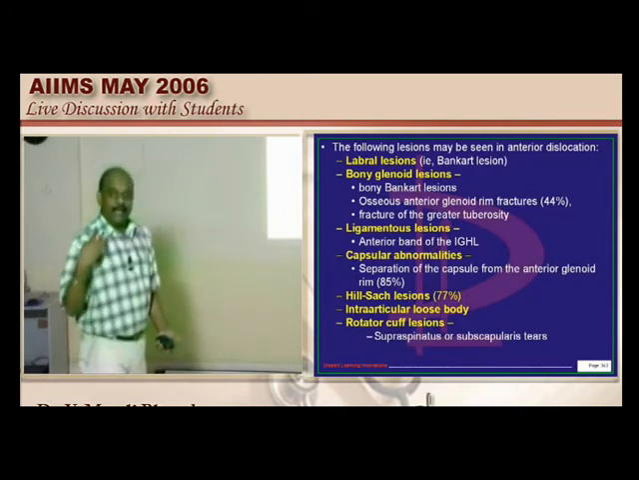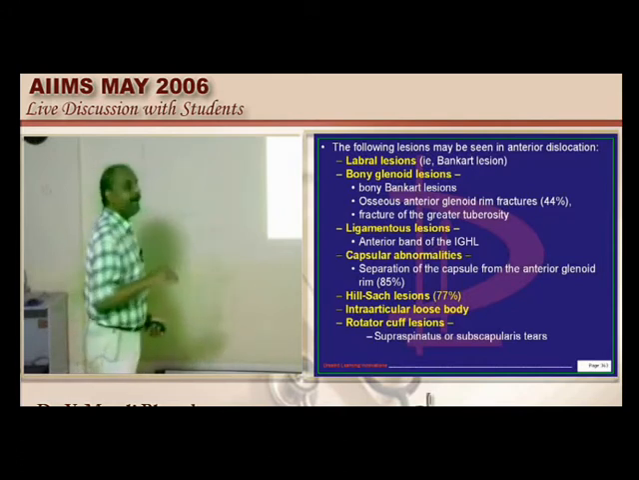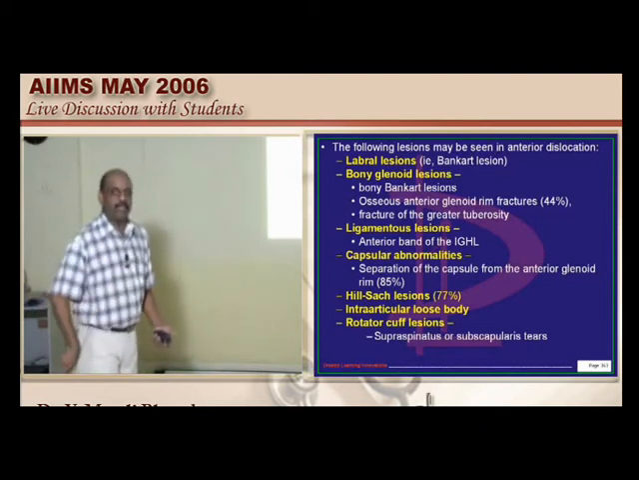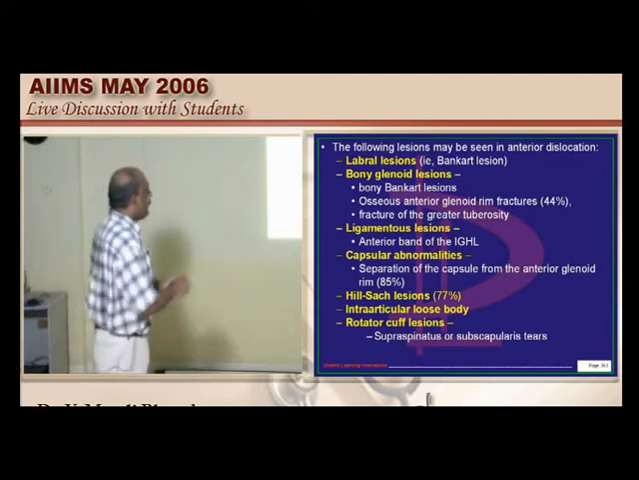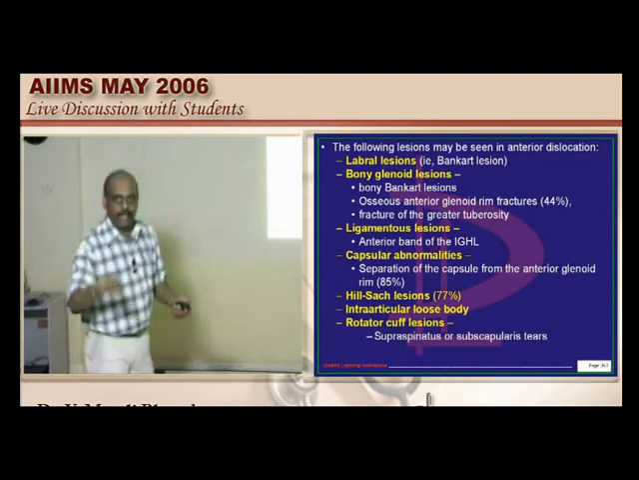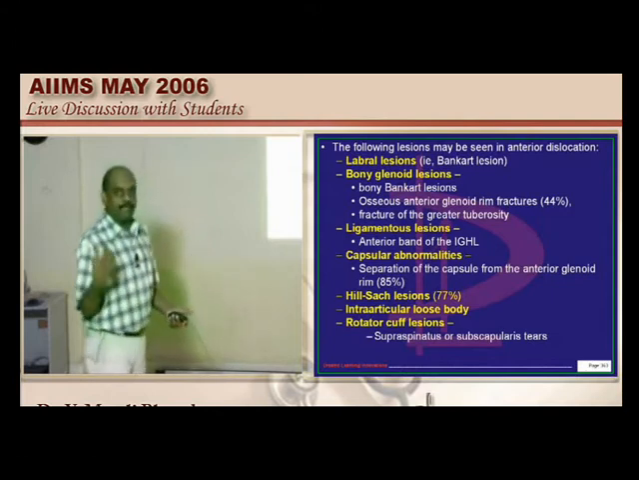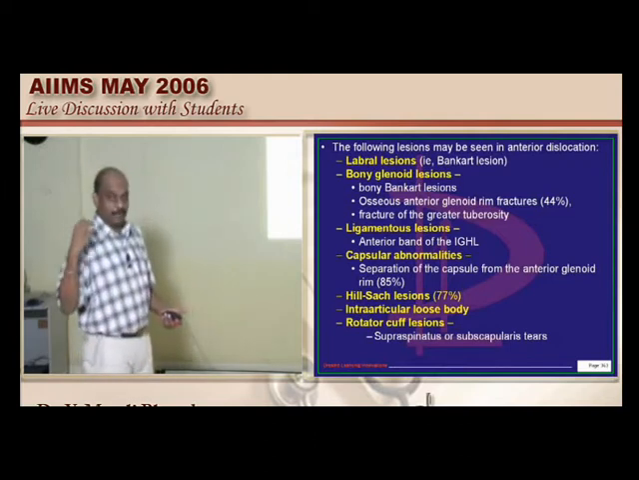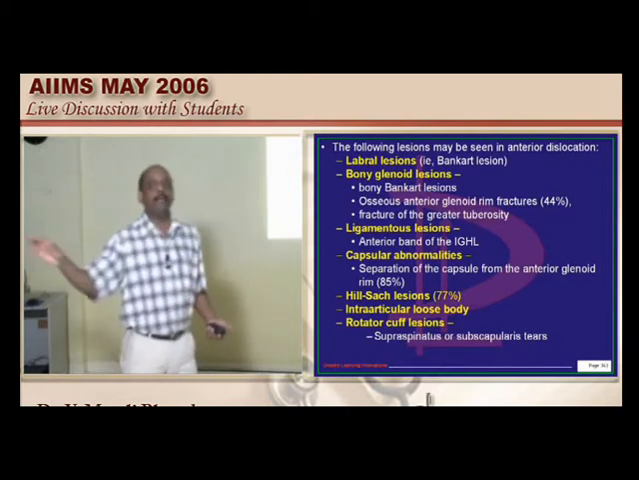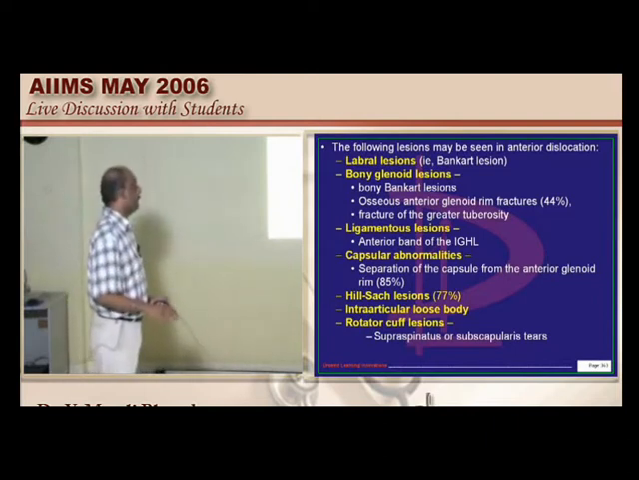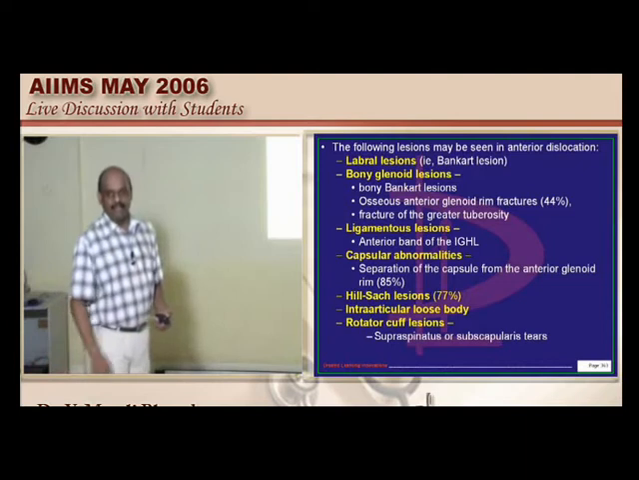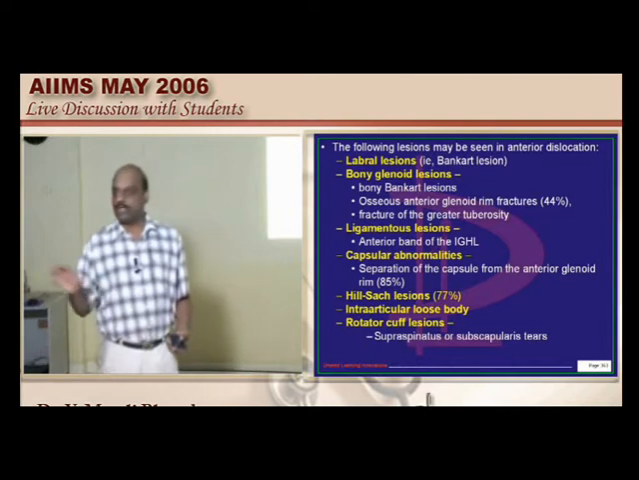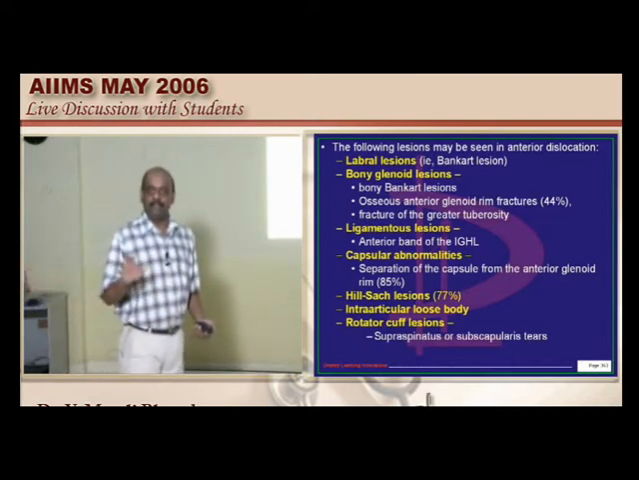There can be a problem with the ligaments, where the anterior band of the inferior glenohumeral ligament can undergo an injury which can lead to recurrent dislocation. Sometimes there can be a separation of the capsule from the anterior glenoid rim. Hill-Sachs lesion can be there, intra-articular loose body and rotator cuff lesion like a supraspinatus or a subscapularis tear. They all can predispose to recurrent dislocation. So in that case there is no single answer, because all the 4 can lead to development of recurrent dislocation. Now comes the most common or most possible, Murphy's law.